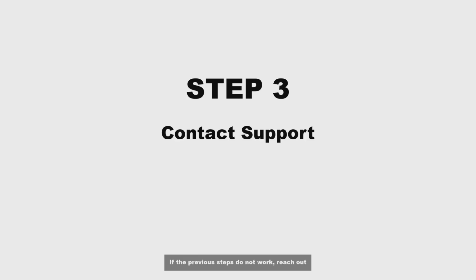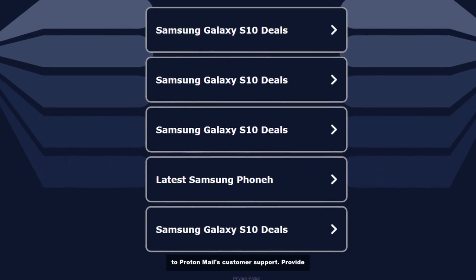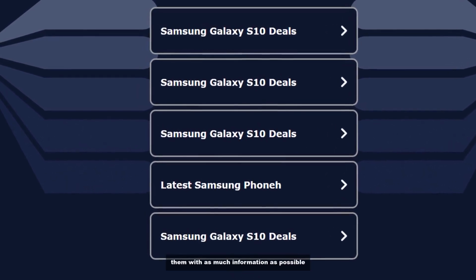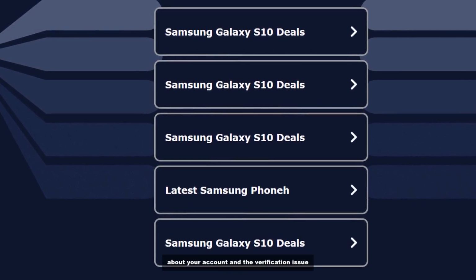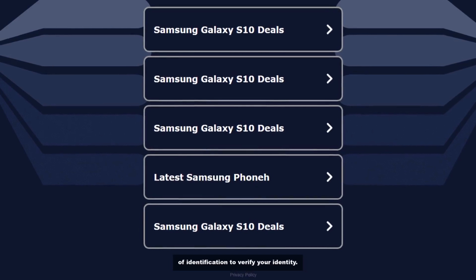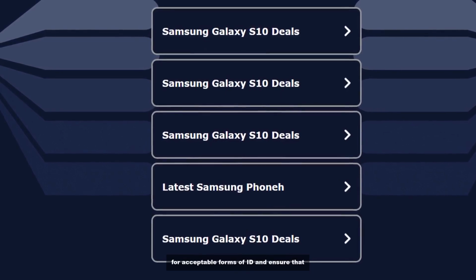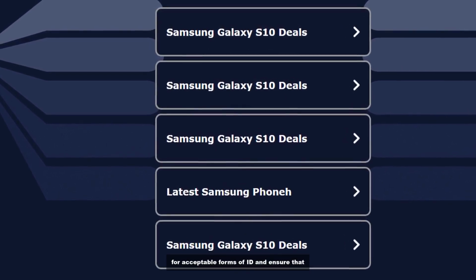Step 3. Contact support. If the previous steps do not work, reach out to Proton Mail's customer support. Provide them with as much information as possible about your account and the verification issue you're facing. Step 4. Provide identification. In some cases, you may need to submit a form of identification to verify your identity. Follow the guidelines provided by Proton Mail for acceptable forms of ID and ensure that you send clear copies.